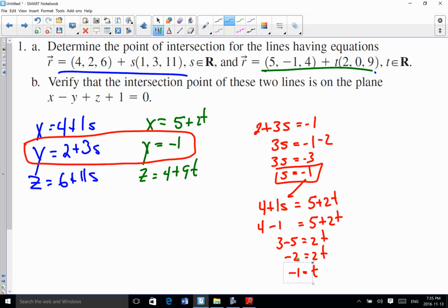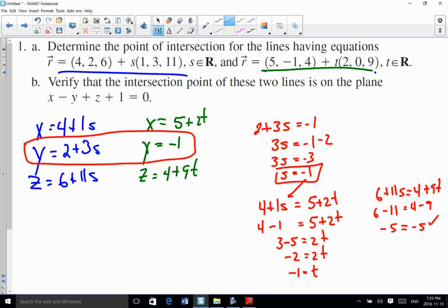And just to check, to make sure you're on the right track, I would do the z's being equal. So 6 plus 11s equals 4 plus 9t. But we know s is -1, so this is actually 6 minus 11. And we know t is actually -1, so this is 4 minus 9. So we end up with -5 equals -5, and hey, we're on the right track.